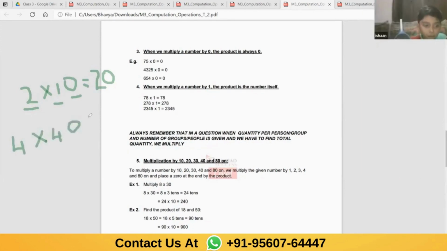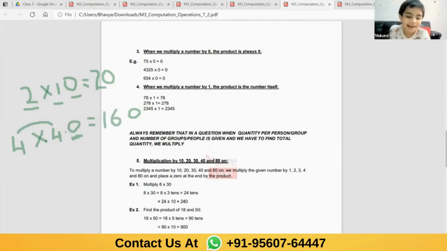What you will do is, this 0 always goes at one's place. Now multiply the rest of the numbers. What is 4 into 4? 16. So my answer is 160. See, it is so simple. This is the trick.